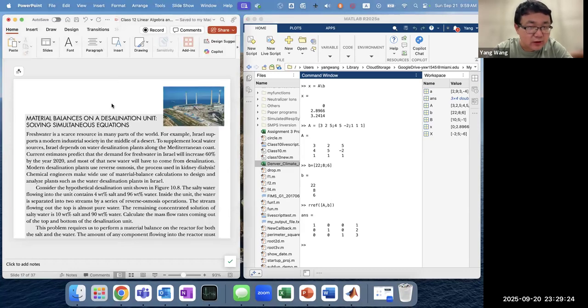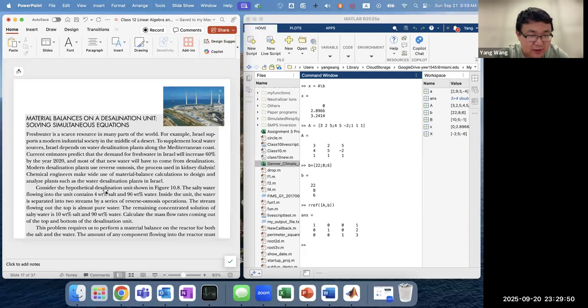So here we can do a quick practice problem. This is about mass balance. Remember, in environmental engineering, we also talked a lot about mass balance. Mass balance involves the balance of the water and also the balance of the material. It could be salt, it could be organics, any type of chemicals. So this is specifically talking about the desalination unit that is trying to purify the water.